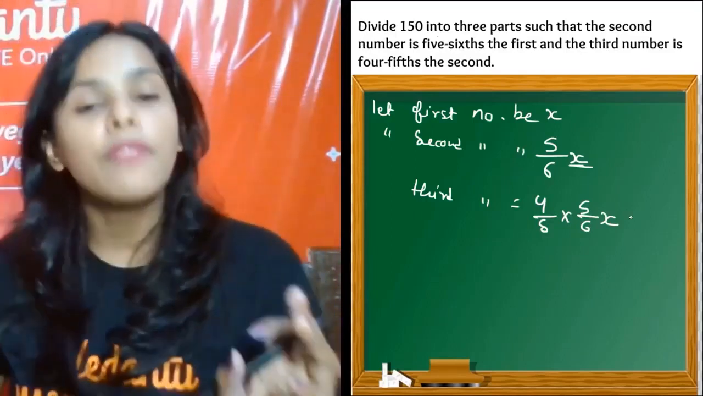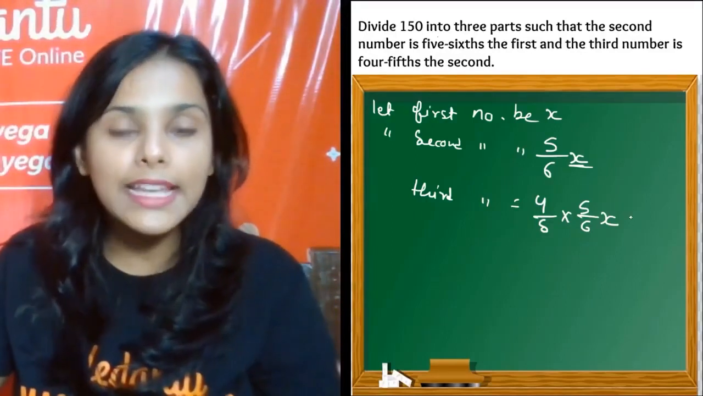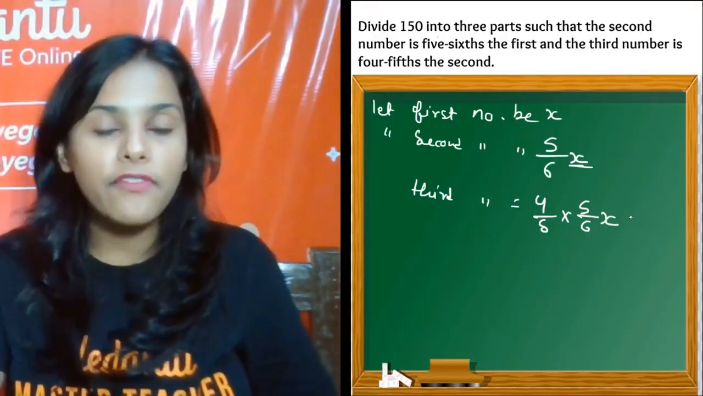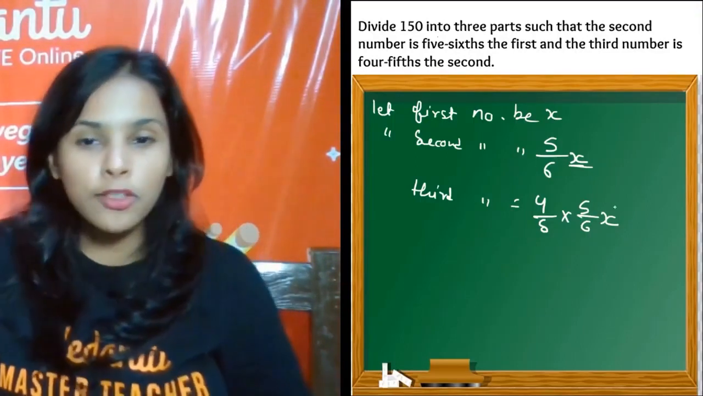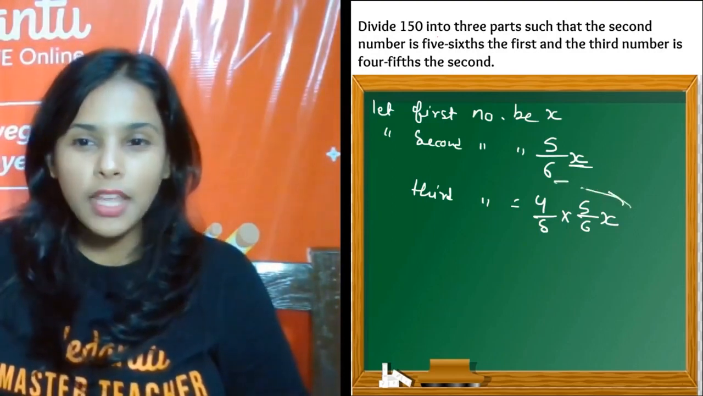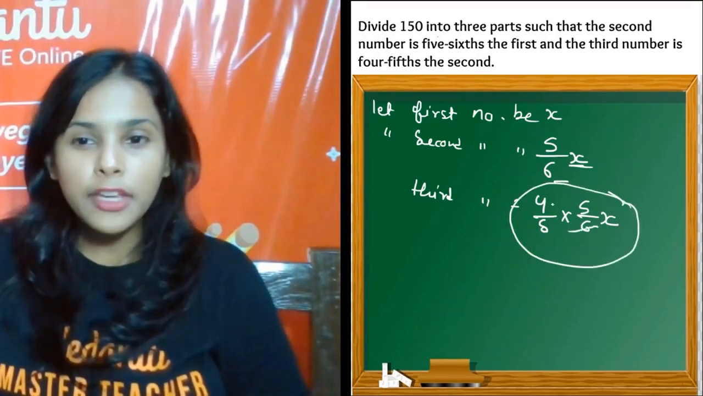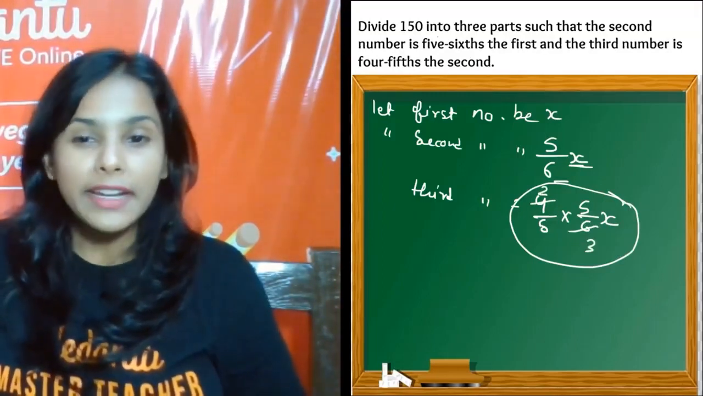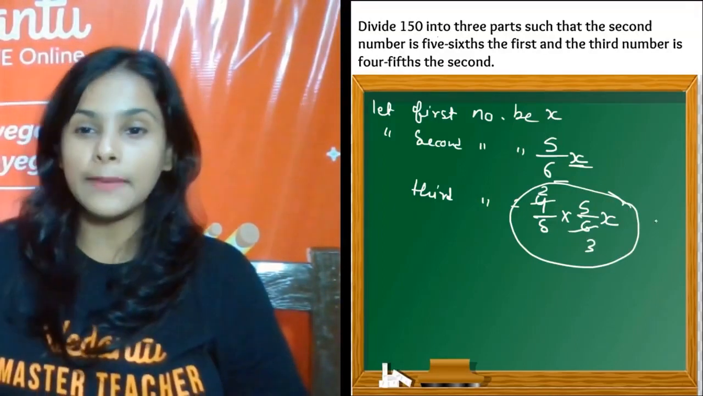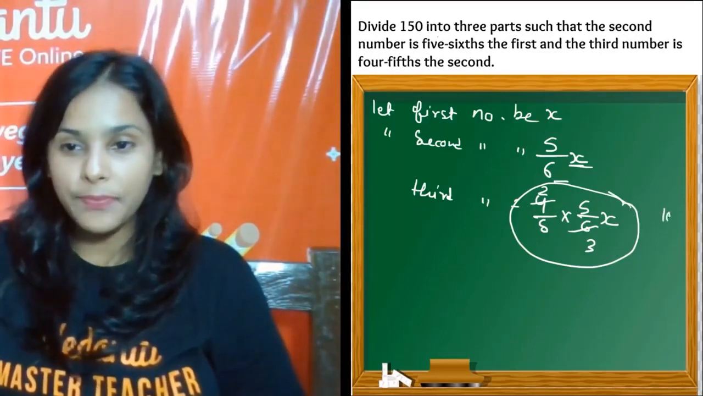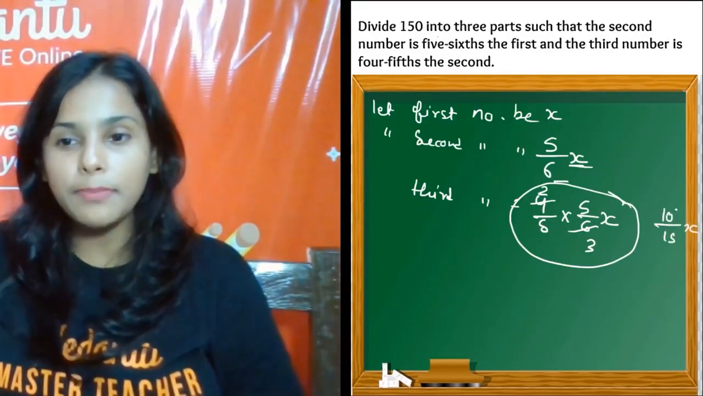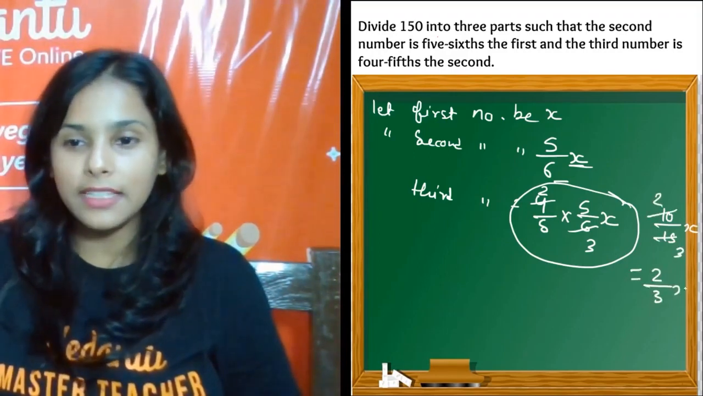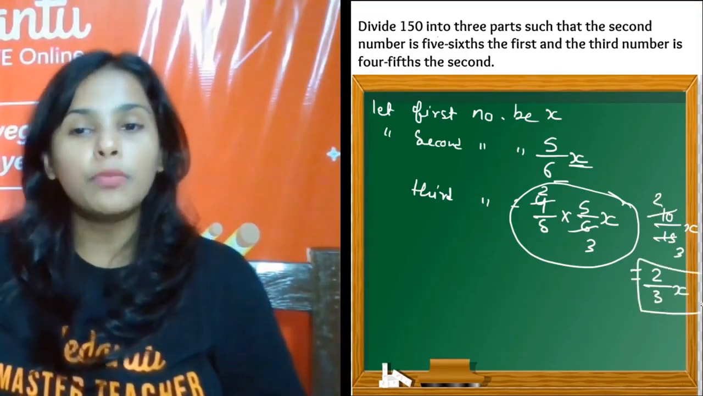सही बात है. 150 को आपने 3 पार्ट्स में डिवाइड किया था, x, 5 by 6 x और थर्ड पार्ट 4 by 5 into 5 by 6 x. इसको फटाफट से सिंप्लीफाई कर दो. ये 2 से गया 2 and 3, right? So 5 into 2 is 10 and 5 into 3 is 15. So 10 upon 15 x. यहाँ फिर से सिंप्लीफाई कर देते हैं 2 और 3. So it became 2 by 3 x. So third number would become 2 by 3 x.